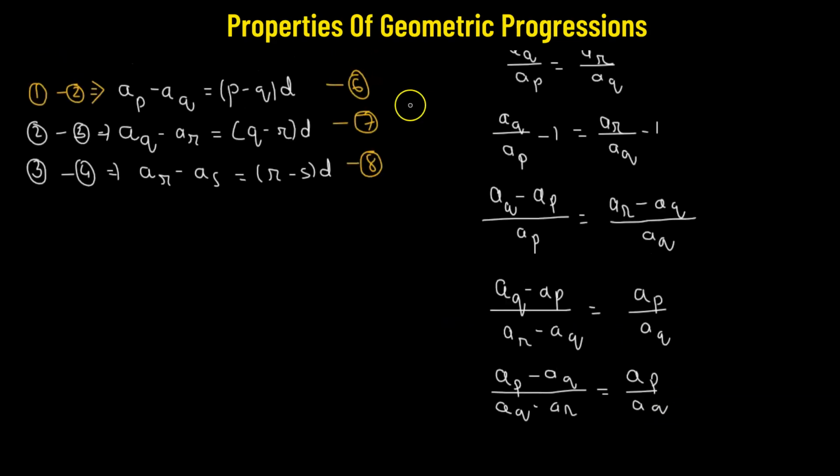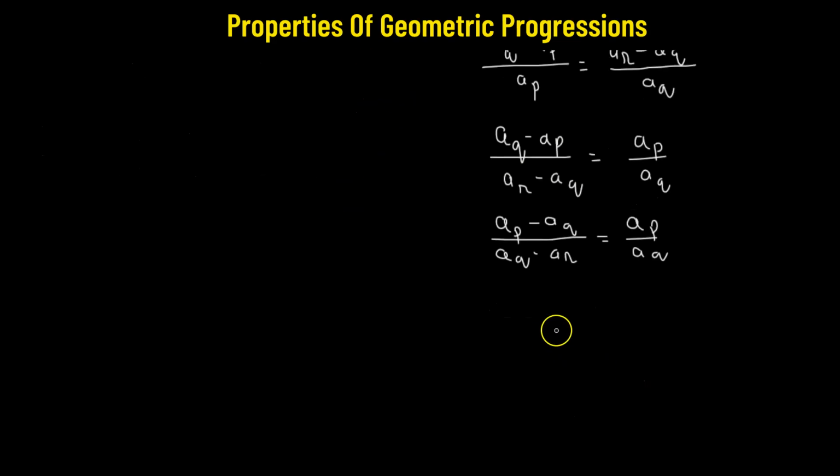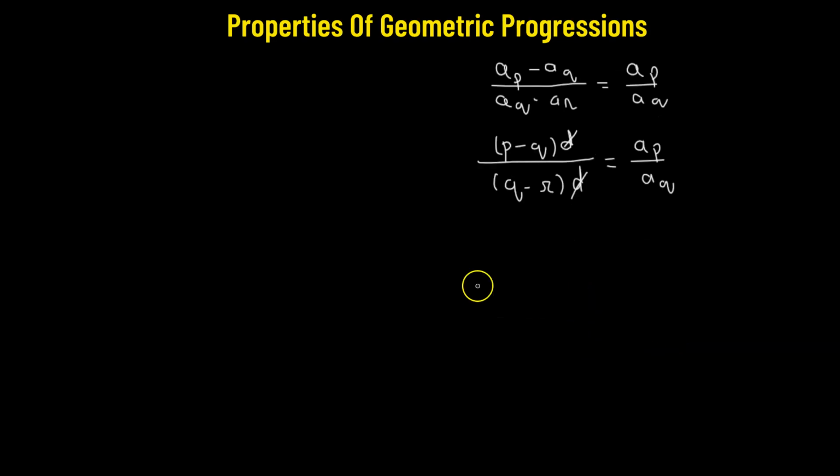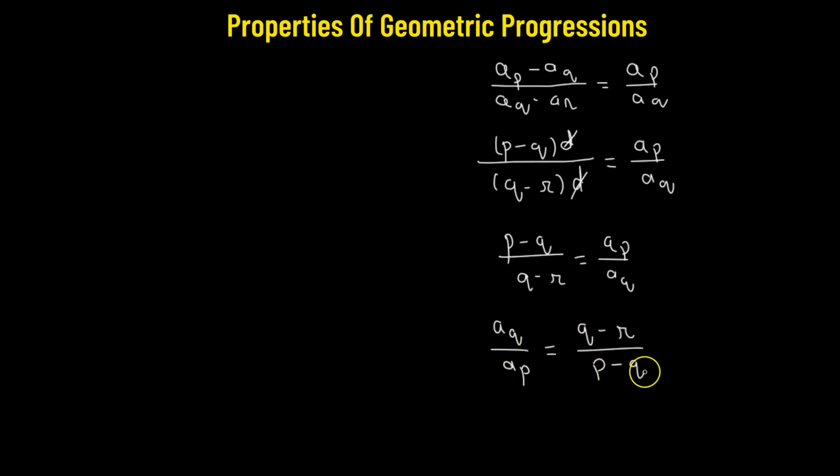Now using equation number 6 and equation number 7, we can replace the Pth term minus the Qth term with P minus Q multiplied by the common difference D, divided by Q minus R times the common difference D. So this is equal to the Pth term over the Qth term. We can cancel out the D. This is going to give us P minus Q divided by Q minus R, which is the Pth term divided by the Qth term. We'll take the reciprocal and rewrite the equation as the Qth term divided by the Pth term, which is simply equal to Q minus R divided by P minus Q. So we have one set of the ratio.